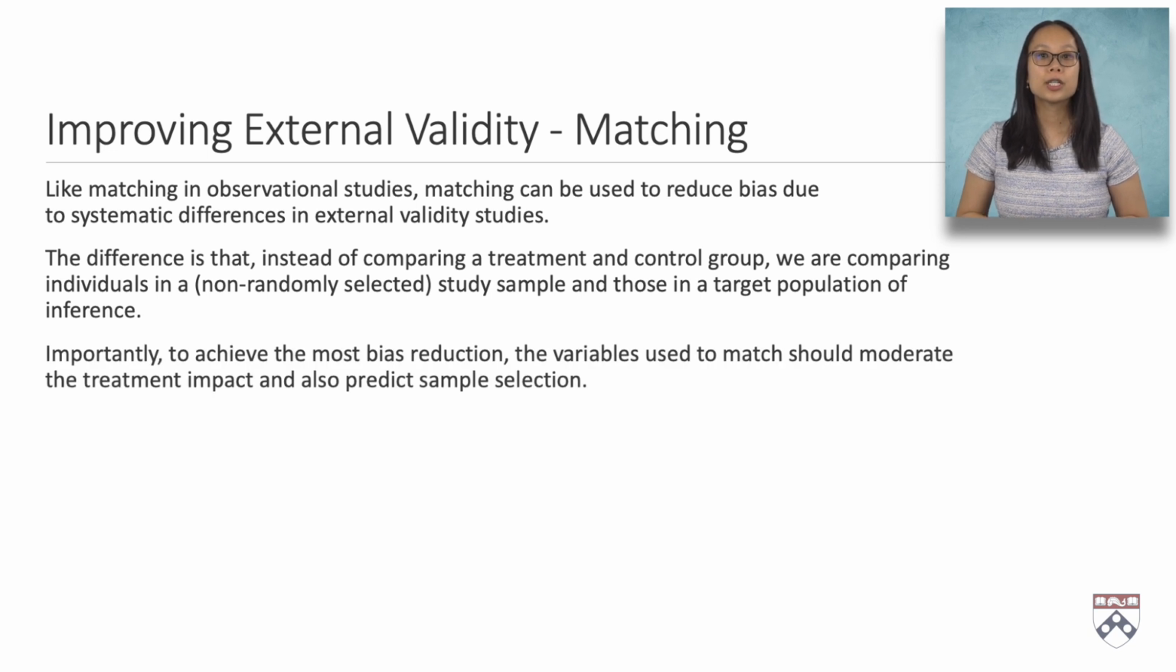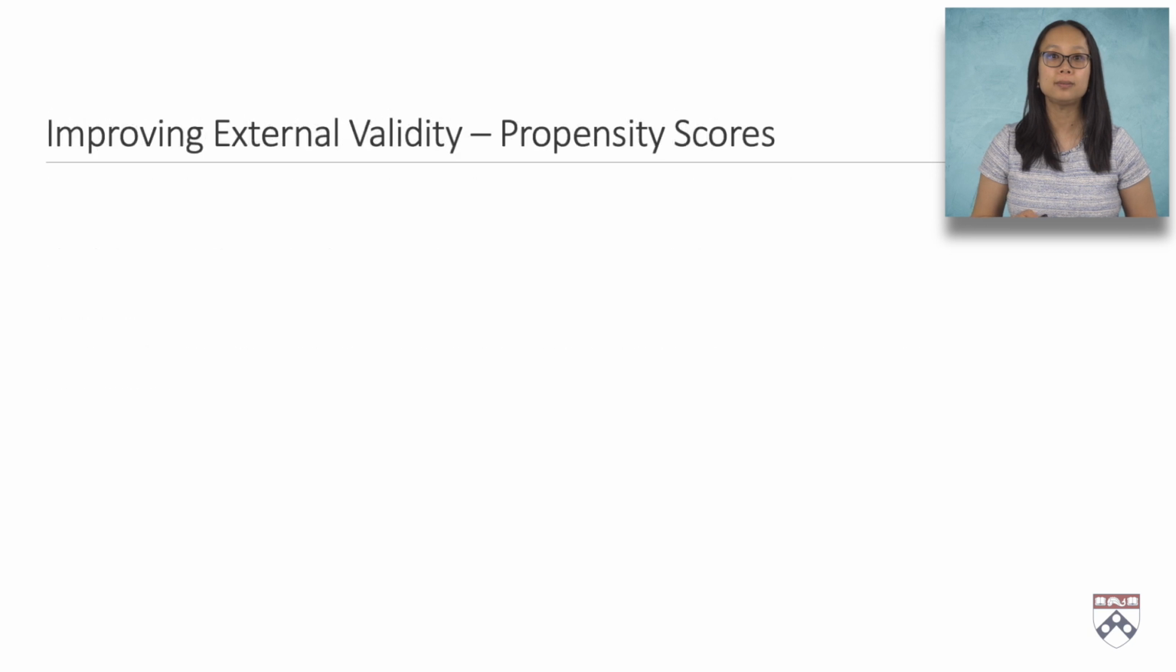And importantly, to achieve the most bias reduction, the variables that we use to match should be the ones that moderate the treatment impact, but in this case also predict sample selection. So whenever we are trying to use matching to reduce bias and improve the external validity in these types of studies, the variables or characteristics or features that we're using should help us predict who will be in the sample and who will not be, and also help us to predict changes in the dependent variable or the treatment impact.